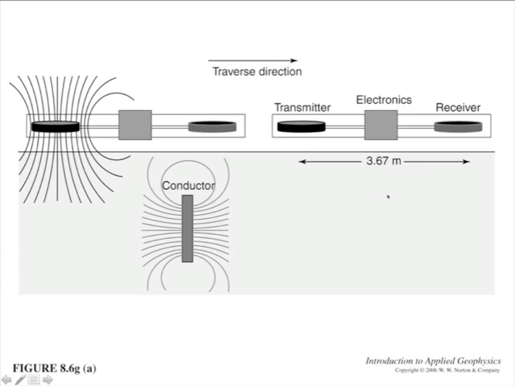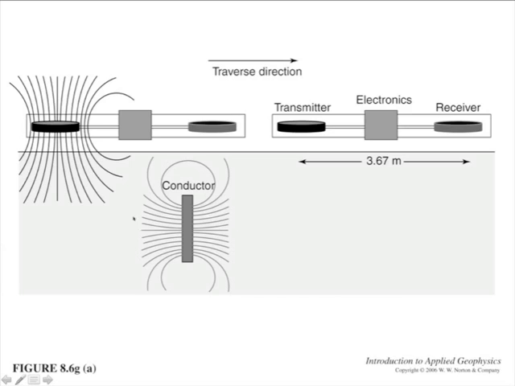So this is a cross section. We're looking into the ground down here. We're carrying the transmitter receiver pair above it, and we're making a traverse. We'll start on the left side and traverse over to the right. And this is a coin shaped conductor that we're looking at the edge of. The conductor extends into the screen and out of the screen, but you can see it's oriented perpendicular to the traverse direction.